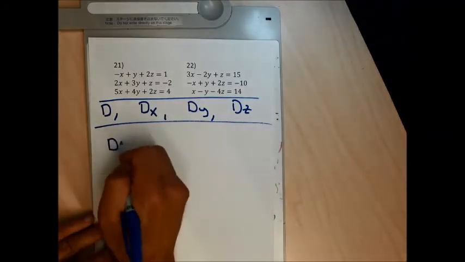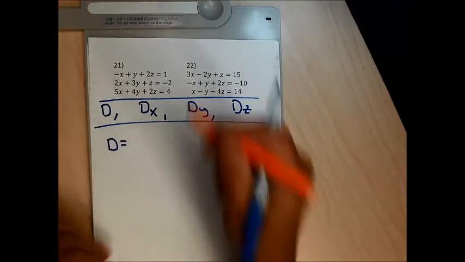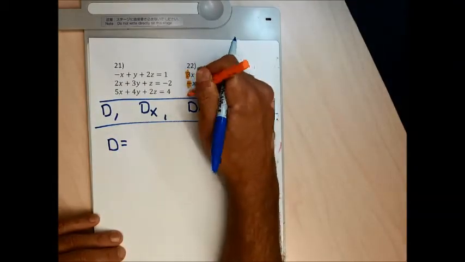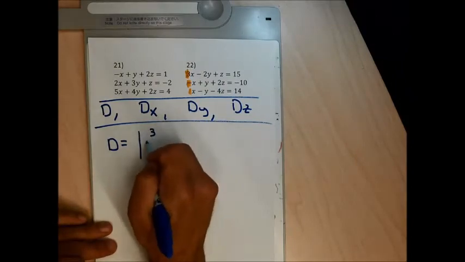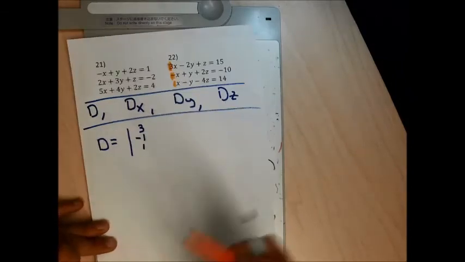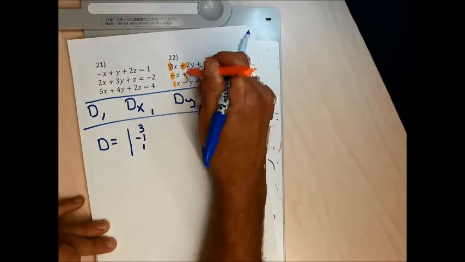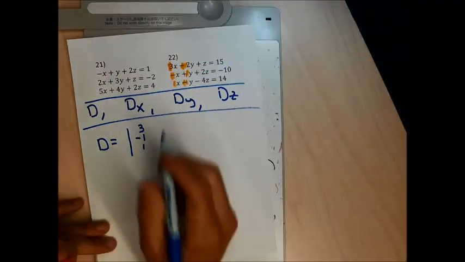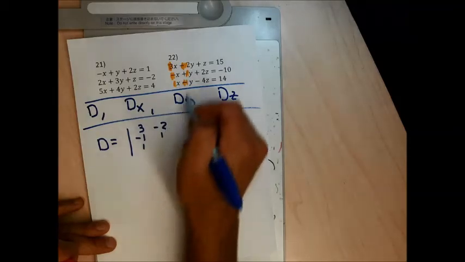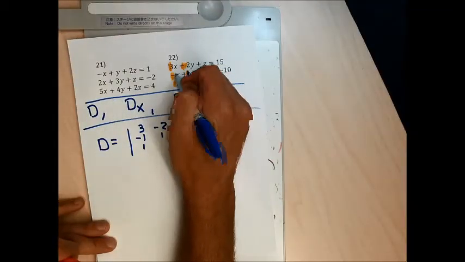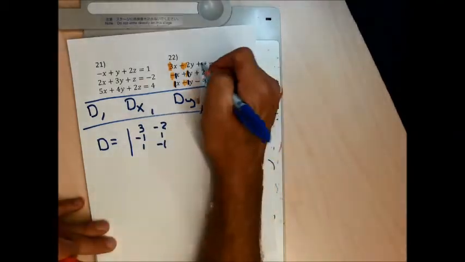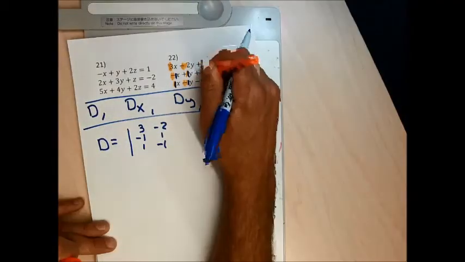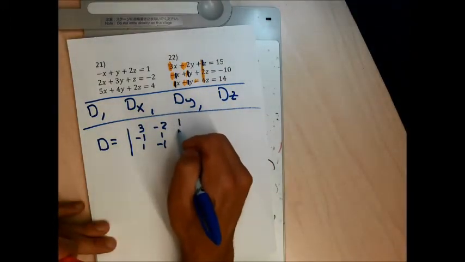So for the D, I'm going to pull off the numbers in front of the x's first, which are implied to be 3, negative 1, and 1. And then the numbers in front of the y's, which are negative 2, 1, and negative 1. When there's not a number written, there's an assumed 1, and you drag its sign along with it. And then the numbers in front of the z's are going to go in my third column: 1, 2, and negative 4.